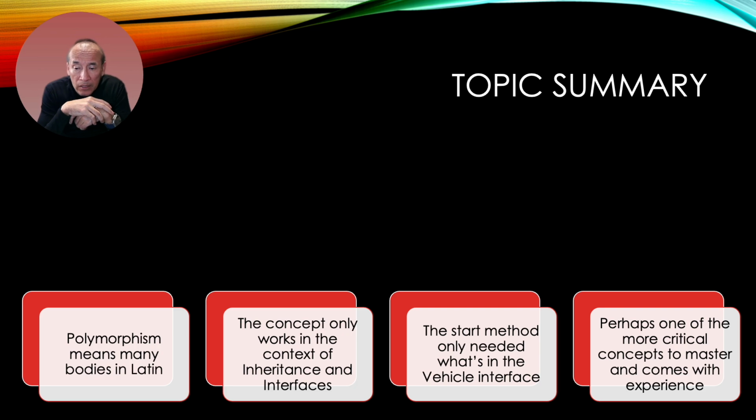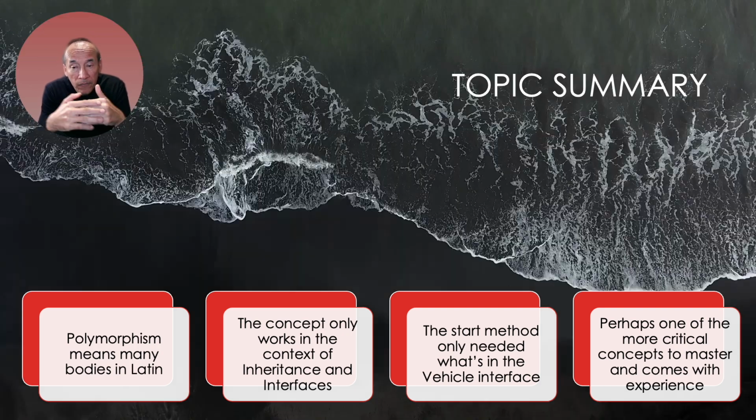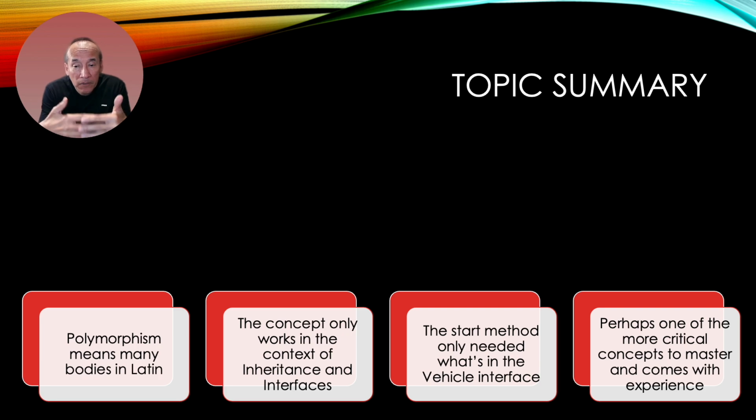So, in summary, polymorphism means many bodies in Latin. Maybe you didn't know that, you do now. It works within the concept of inheritance and interfaces. The start method, if you remember, was the only method we needed as a vehicle, and we thought we were really cool. And that's what I want you to get out of this, is that if you design your hierarchy and your classes correctly, you don't need a lot of clunky code. You can have a layer of abstraction. You can talk in terms of vehicles, not cars and trucks. And then when things change, when you add boats, you don't have to change all your code.